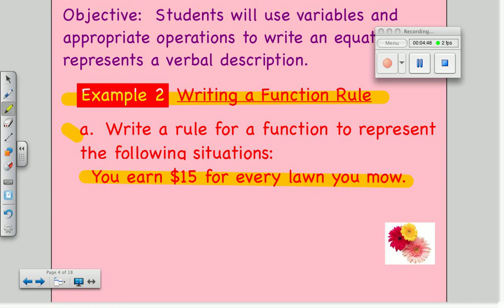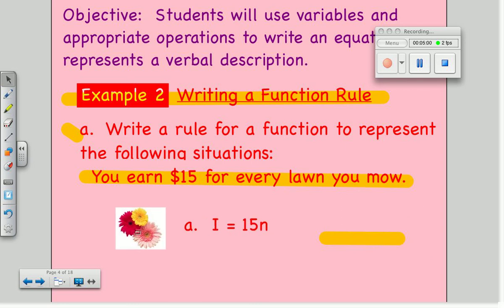So what am I doing there? What function rule can we write? We can write the rule that if I take $15 and multiply it by the number of lawns I mow, I will get the total amount of money I made. Okay? So we just wrote I as the total amount of money I'm going to make. Okay?